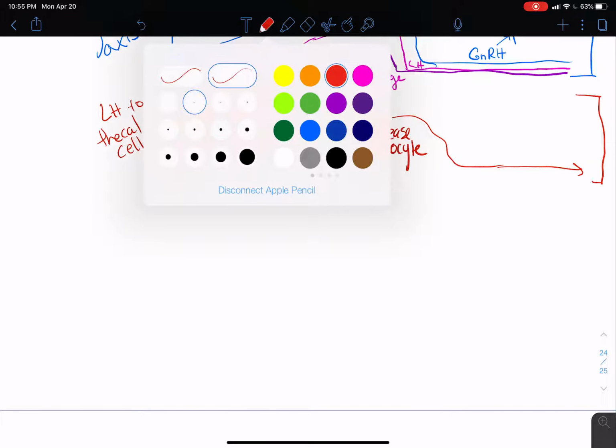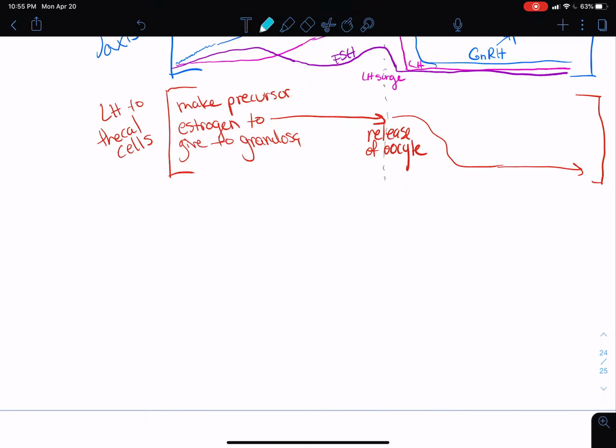Next, let's talk about FSH. So FSH to granulosa cells. At first it's low, so we have nothing really going on here.